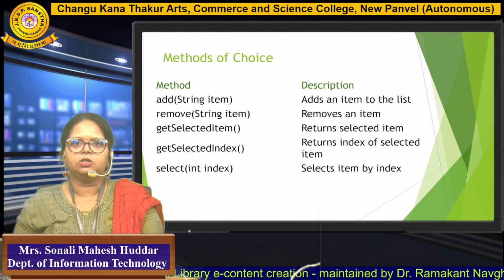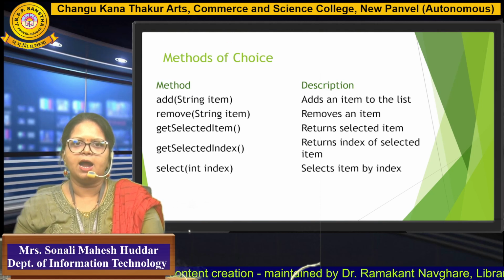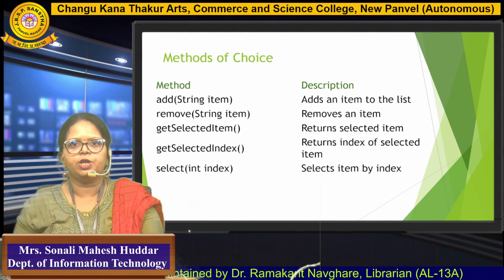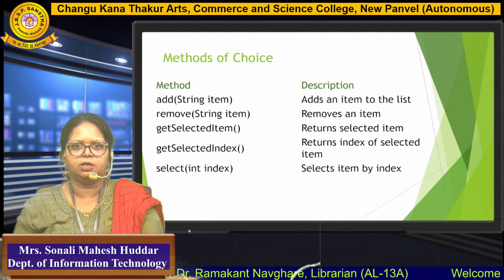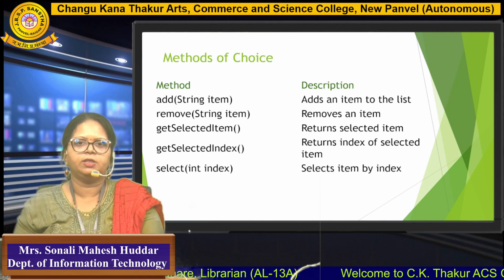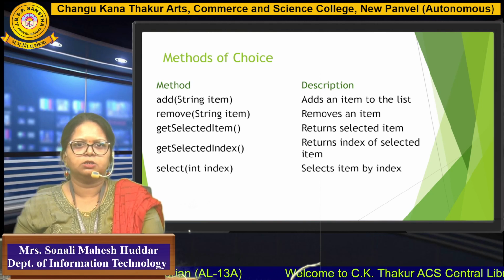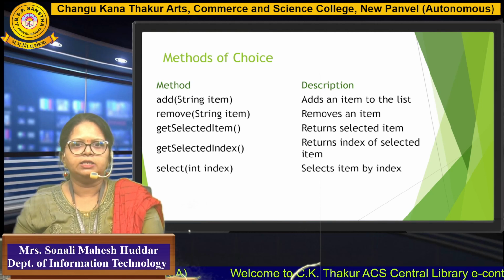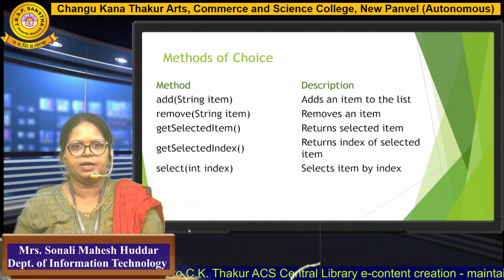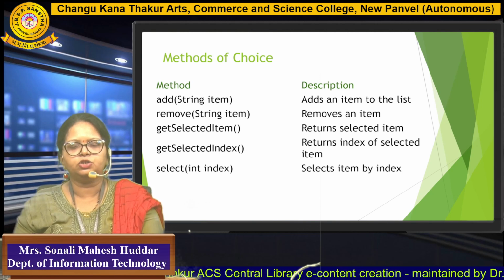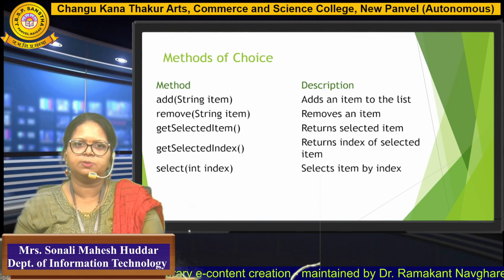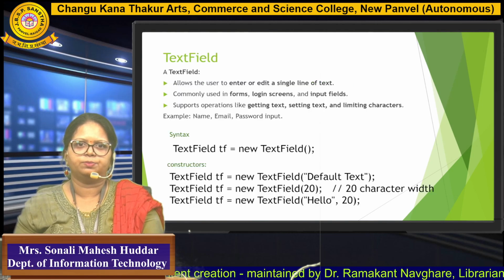Now just consider the methods of Choice. First method, add(String item). So you can add any string item to the list. remove(String item), you are going to remove any item. getSelectedItem, whatever item you selected with the help of the pointer, that is going to be displayed. getSelectedIndex, here you are going to return the index of the selected item, and select(int index). So here you are providing the integer value, and whatever item is present at that integer value is going to be selected.